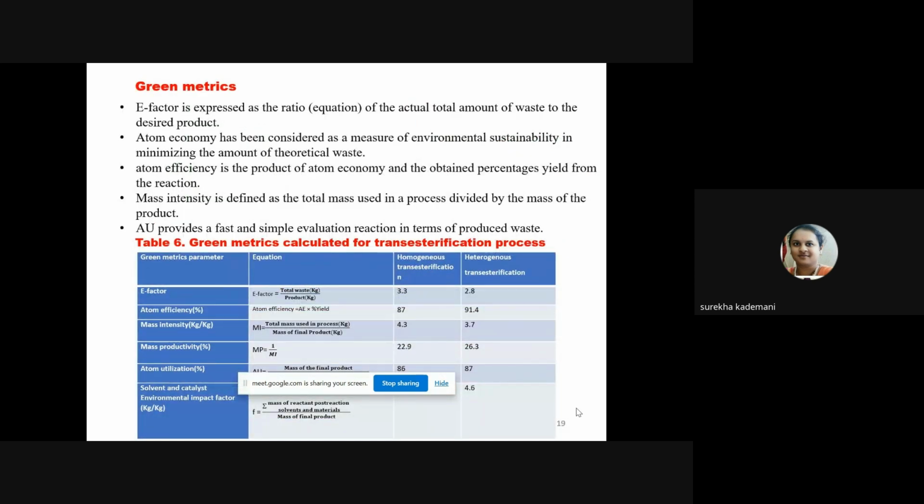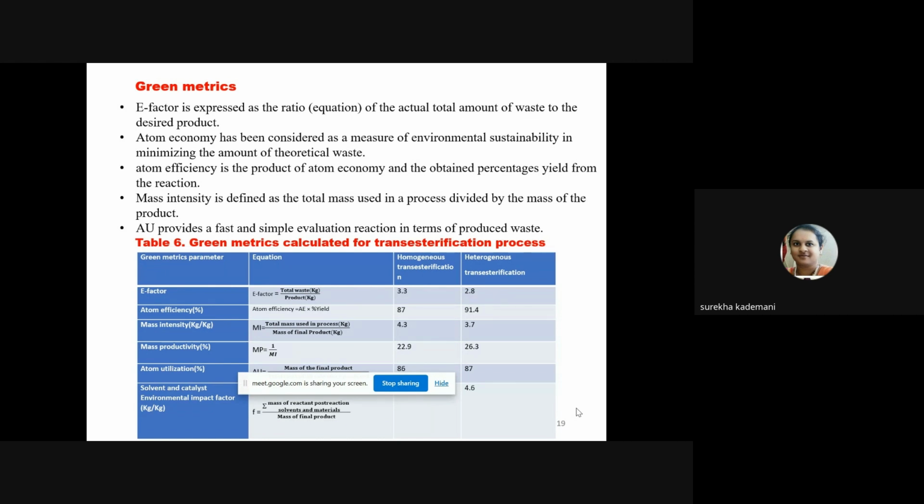Green metrics are used to measure the greenness of the reaction, which includes the E factor. The E factor is calculated by using the equation E is equal to total waste. The E factor is 3.3 for homogeneous and 2.8 for heterogeneous.